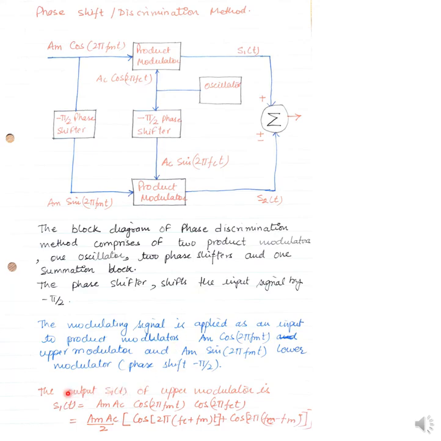Now you can see that the output s1(t) of the upper modulator is Am Ac cos 2 pi fm t into cos 2 pi fc t. Apply the 2 cos A cos B formula, and then it will be Am Ac divided by 2, and then cos 2 pi (fc plus fm) t plus cos 2 pi (fc minus fm) t. I think the t is missing here, so there will be a t here.